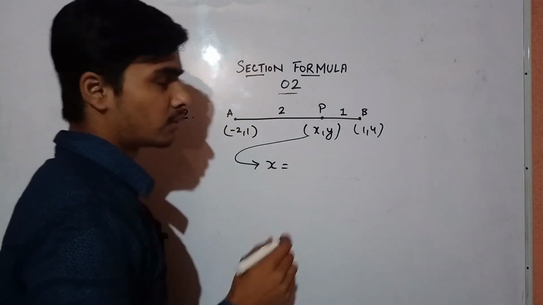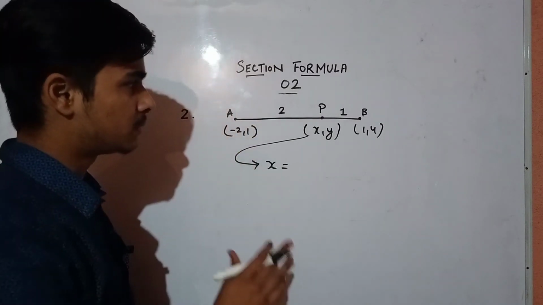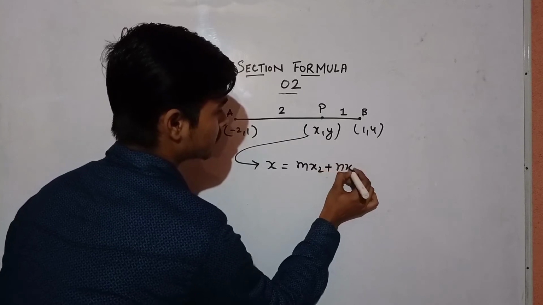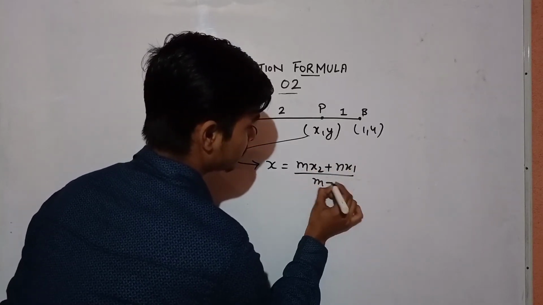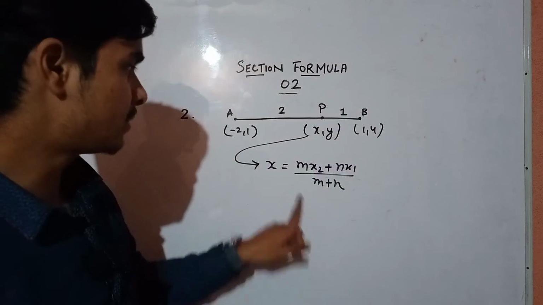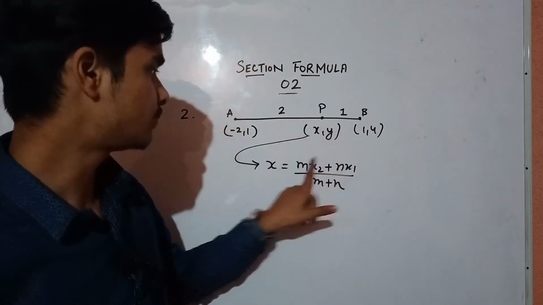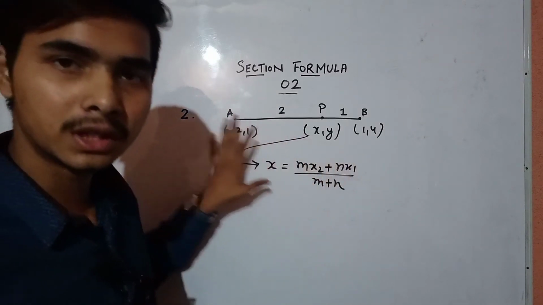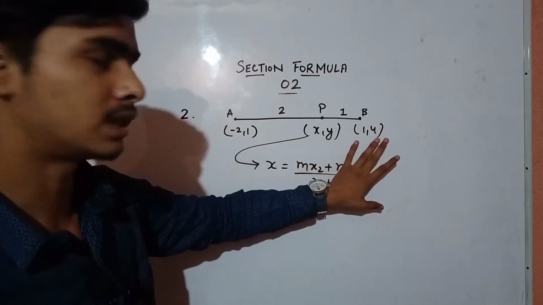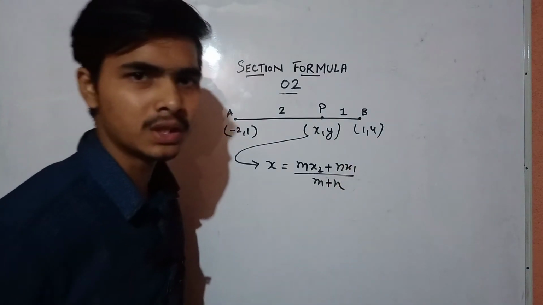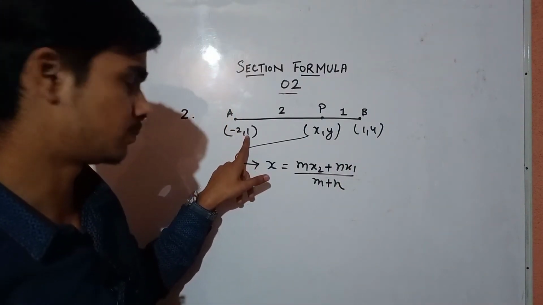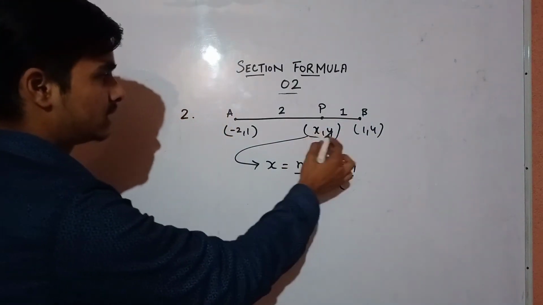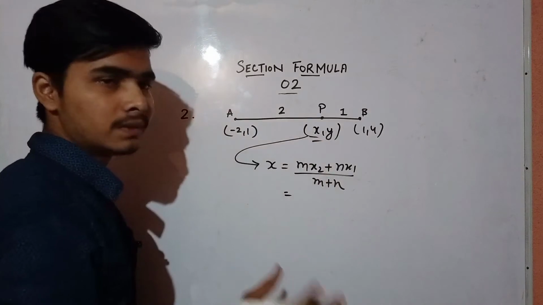Okay, so the formula, I hope you know, that mx2 plus nx1 divided by m plus n, where m and n which you are looking here are the ratio. X2, x1, I hope this is clear. x1 is the coordinate of point A, and x2 is the coordinate of point B, and m and n are the ratio. Okay, y1 is the coordinate of point A, and y2 is the coordinate of point B. Okay, so to find the x coordinate, we need to put the values in this formula.